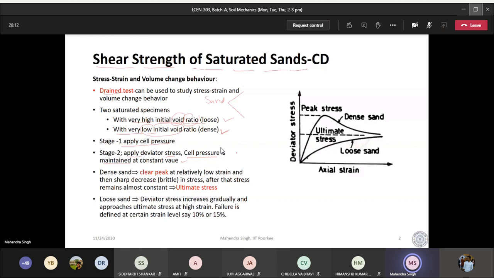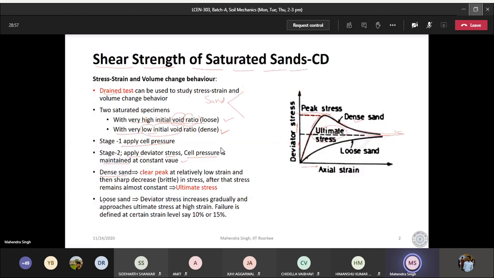We apply cell pressure, then in stage 2 we apply deviator stress, and cell pressure is maintained at a constant value. So what happens in case of dense sand? Same thing happens. If you plot axial stress versus strain curve, for dense sand you are going to get a very steep curve and a clearly defined peak, and after that there is a sudden failure, and then it again reaches almost a constant value, which we are going to call the ultimate stress. So finally this dense sand is going to have this much stress, and this is the strength.